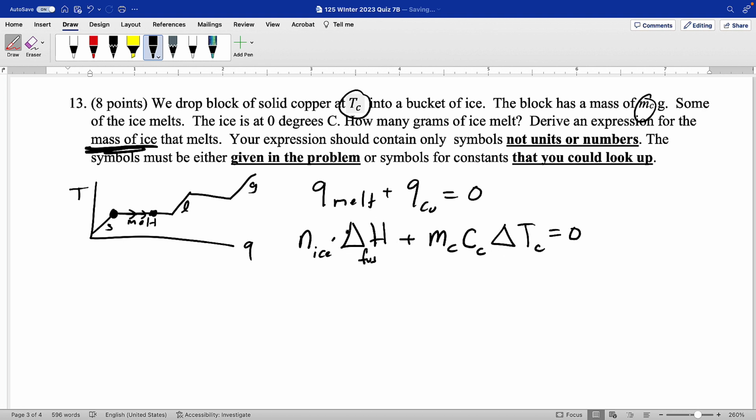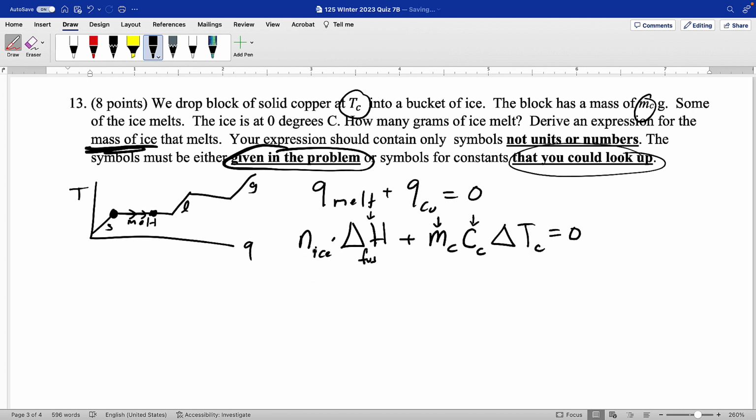Now we have to make sure that we reread our question here. It says only symbols, not units, good so far, but the symbols have to be either given in the problem or things we can look up. And if we look, we can look up the heat of fusion. That's definitely something that's on our equation sheet. The mass of copper was given. Heat capacity of copper we certainly could look up. What about delta TC? Well, that's not something we could look up. What's given is the original temperature of the copper. So we're going to have to expand this term a little bit.